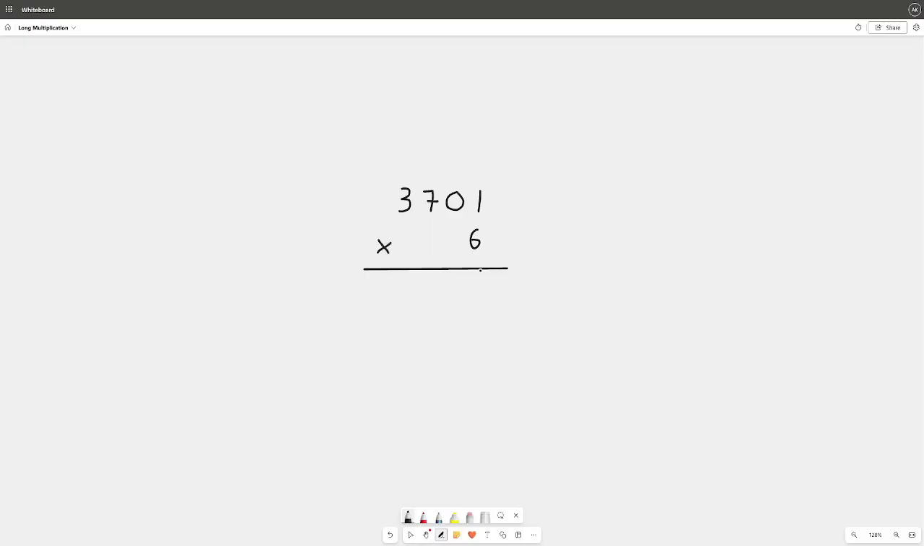Okay, here we go with the next question. We have 3,701 times 6. So again, we're going to work with the 6. It's going to be multiplied by each number here. So first we do 6 times 1, right? We get just a single digit, which is a 6. So we don't have to carry over anything. We just keep the 6 there. We don't have to worry about carrying over the first or second digit. The number is only 1 digit.